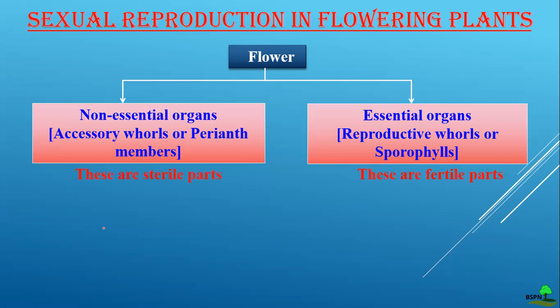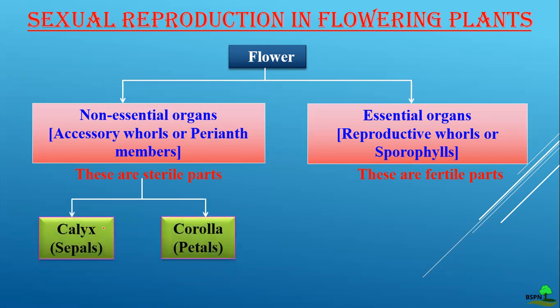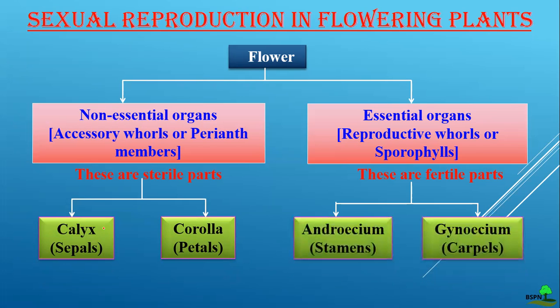The non-essential organs include the calyx or the sepals and the corolla, which are the petals. Essential organs include the androecium and the gynoecium, or the stamens and the carpels. So a flower has four parts. So generally, when a flower has all the four parts, we call it a complete flower.